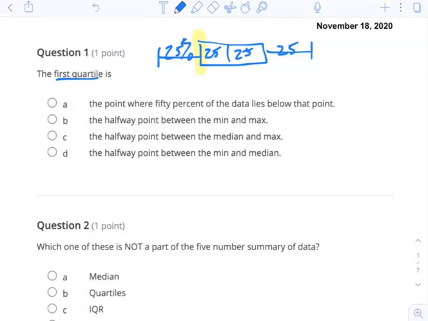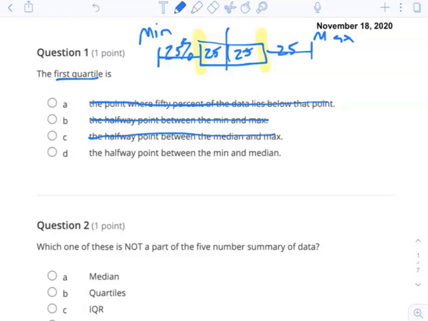The point where 50% of the data lies below that point, that would be the median. So that's not it. The halfway point between the min and the max, nope, that's not it either. Here's the min, here's the max. The halfway point would be right here, so it's not B. The halfway point between the median and the max, that would be right here. So that's quartile 3, so it's got to be this last option.